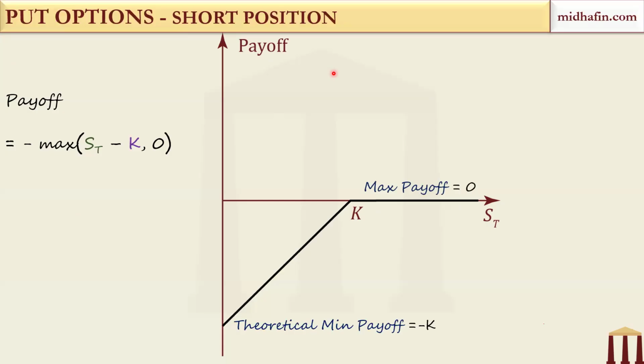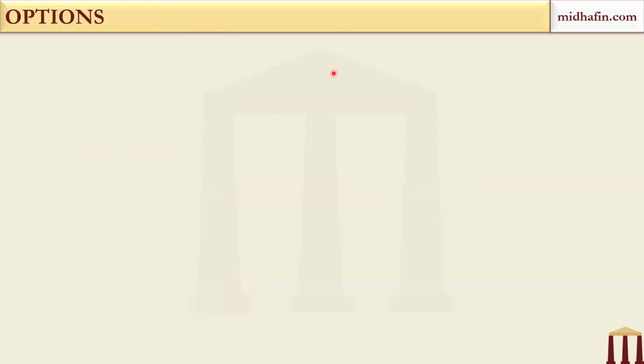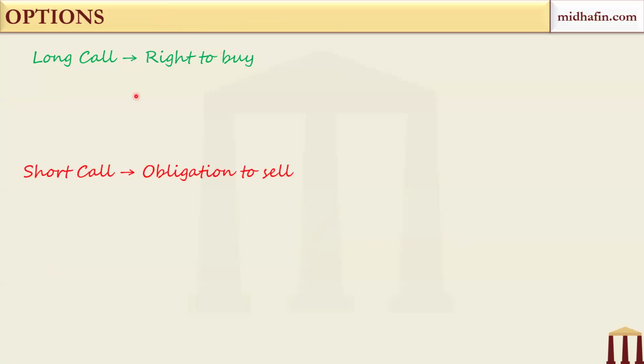Now, Vedant, you would ask this to explain once again long and short for options properly. So let's summarize the different types of option positions once again. Long call gives the holder of the option the right to buy an asset at a predetermined price. Whereas the short call obligates the seller to sell the asset if the buyer chooses to exercise the option. The buyer is the long call holder.